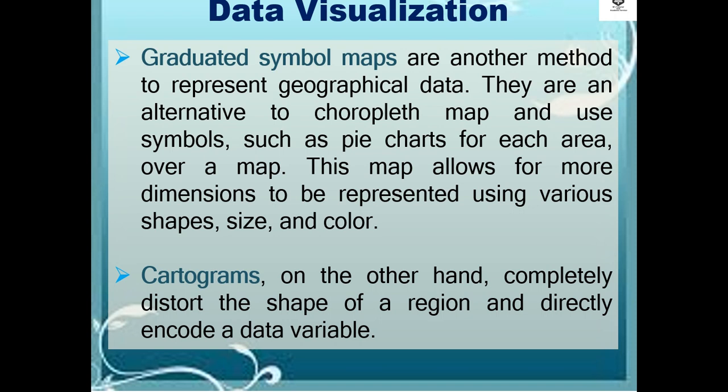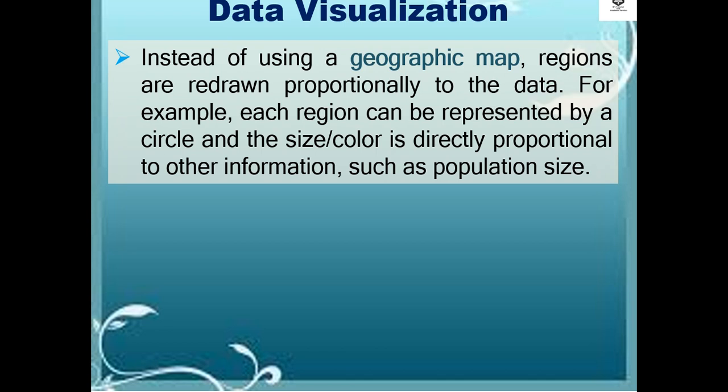Cartograms, on the other hand, completely distort the shape of a region and directly encode a data variable. Instead of using a geographic map, regions are redrawn proportionally to the data. For example, each region can be represented by a circle, and the size or color is directly proportional to other information such as population size.